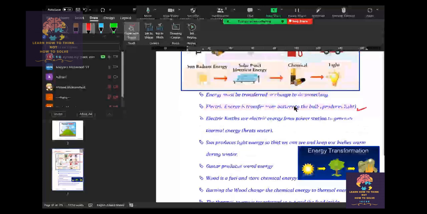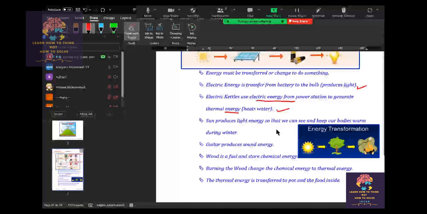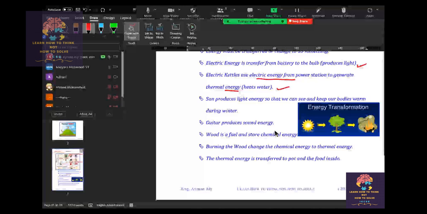We give an example like a kettle. The kettle uses electric energy from the power station to generate what? Thermal energy, right? We have a kettle at home. When we put water inside the kettle and we press the button, the kettle takes electric energy and converts this into what? Into heat. Yes, thermal energy. So the water boils, and once the water boils, it reaches what? 100 degrees. Then we put the water in a cup and leave it. The thermal energy inside the water will be dissipated by time, or decreased. We said that the sun produces light energy so that we can see and keep our bodies warm during winter.